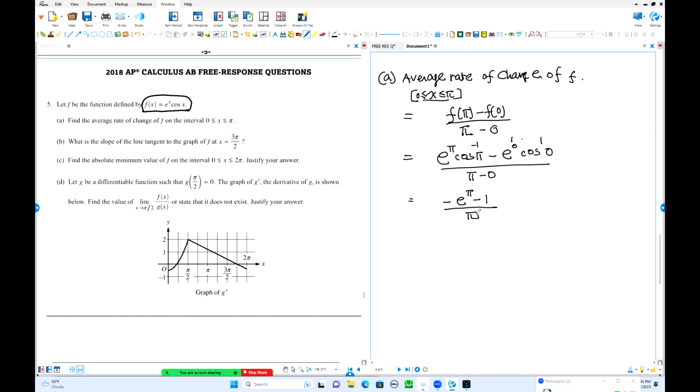Are you okay with this? Or you can change it a little to look nicer: move the minus out, so it is e to the pi plus 1 over pi. But this is okay too. You can leave it this way or that way. Already they gave this question. Average rate of change, definitions.